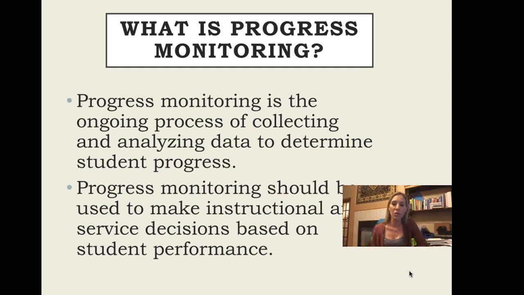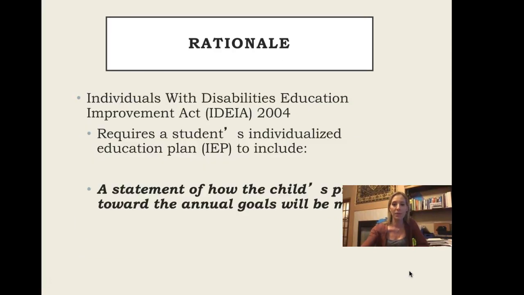So we need to make sure that we're always looking at how a student's performing and then looking at how that performance goes back to where they were performing before we wrote the goal and while we've worked on those interventions, academic, behavioral, social, etc.